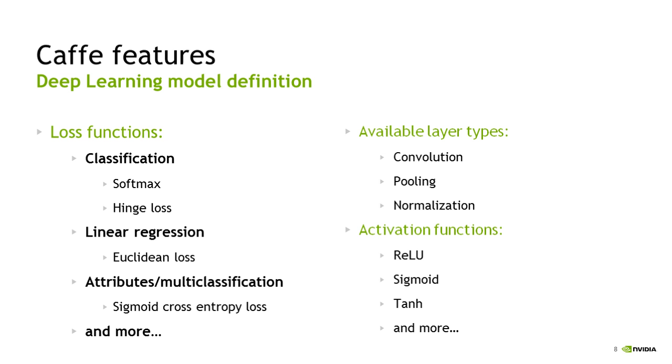You can define a variety of layer types, including the important ones for image problems, such as convolutional layers, pooling layers, local response normalization layers, and you can make use of a number of nonlinear activation functions, ReLU being a very important one.